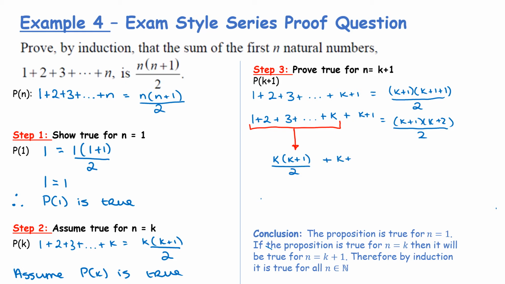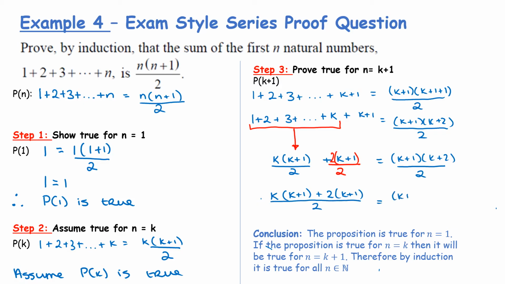We want to add k plus 1, and we want to get that as k plus 1 times k plus 2 all over 2. So first thing I'm going to do is do a common denominator. So I'll put the second term, multiply that by 2 and put it over 2, and then combine. So I get k times k plus 1 plus 2 times k plus 1 all over 2, and that is k plus 1 times k plus 2 over 2.